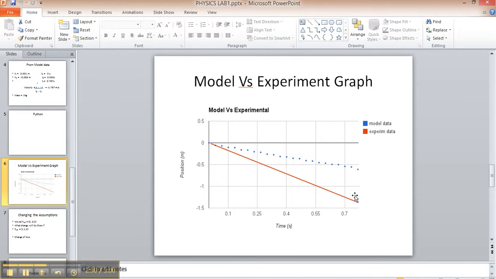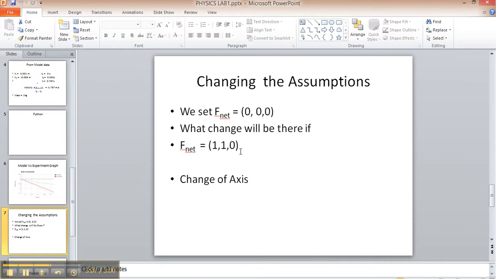As you can see, there is a small variation between the blue dotted line and the red line, as it may be due to the frictional force and the gravitational force acting on the ball. So this is a pretty good graph and assumption for my work. Now we are going to change the assumption that we made and see what changes are going to happen to the graph.